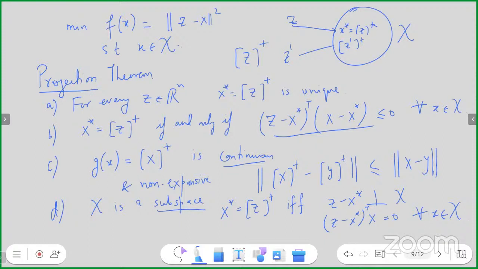You can use part B. Every time you're trying to prove some equality equal to 0, all you have to do is show less than or equal to 0 and greater than or equal to 0. And this is given to you from B. So what should I evaluate these things at is the question.